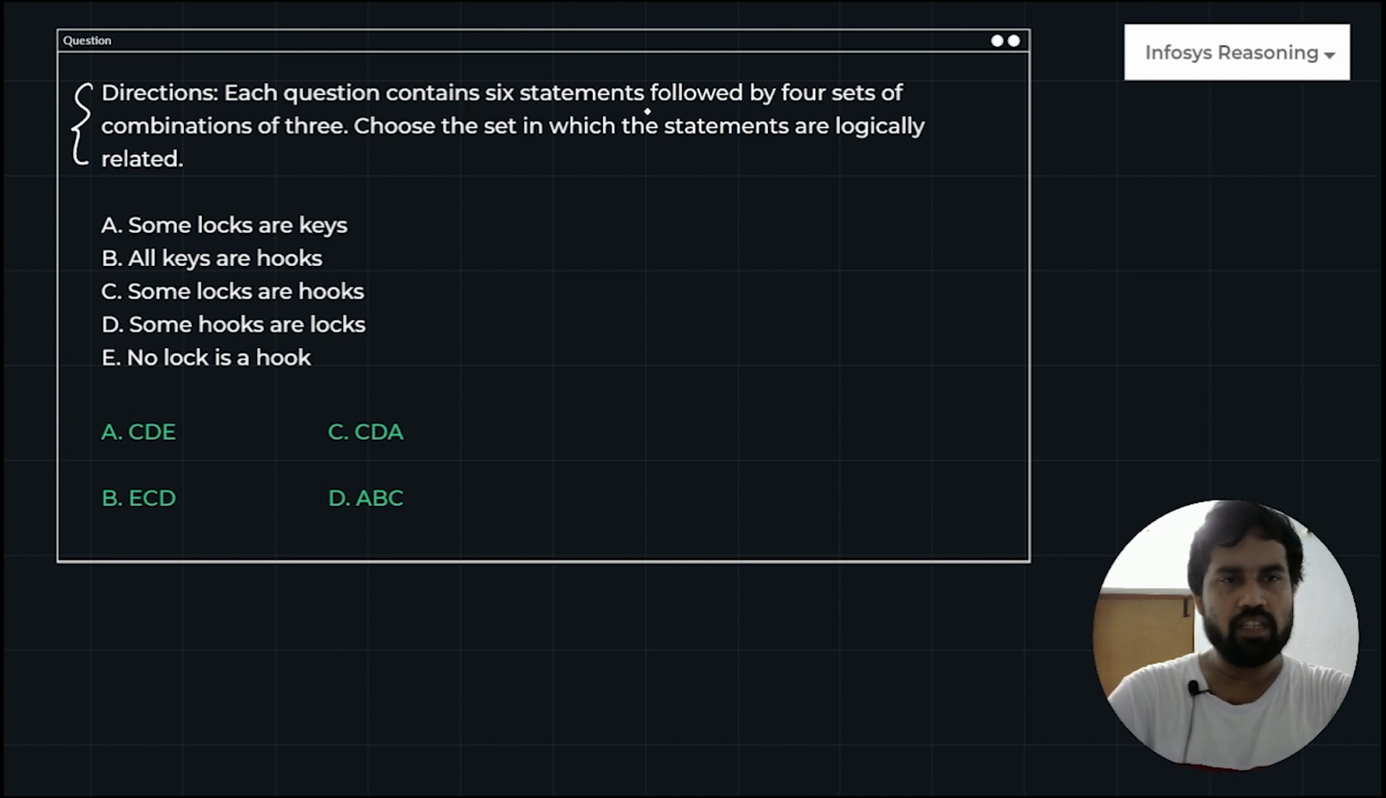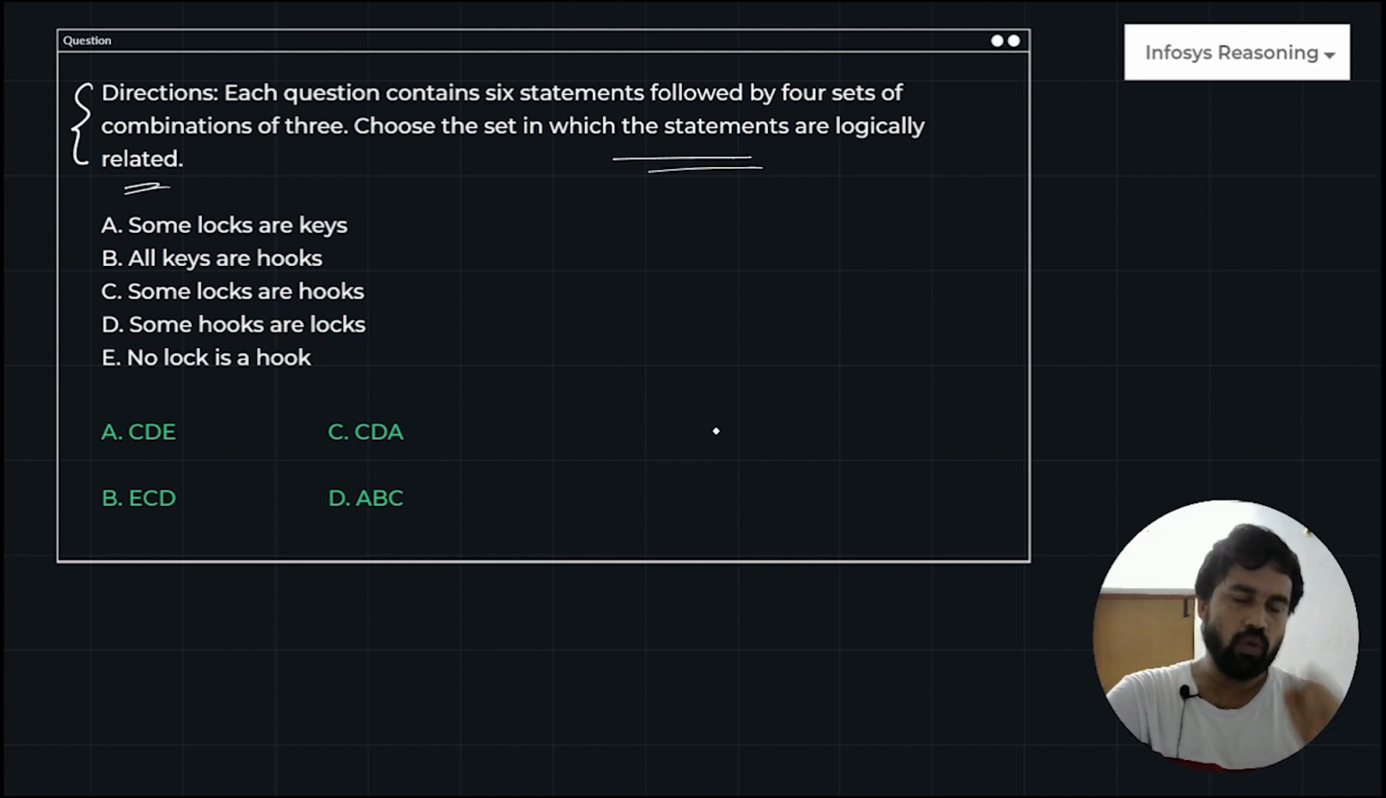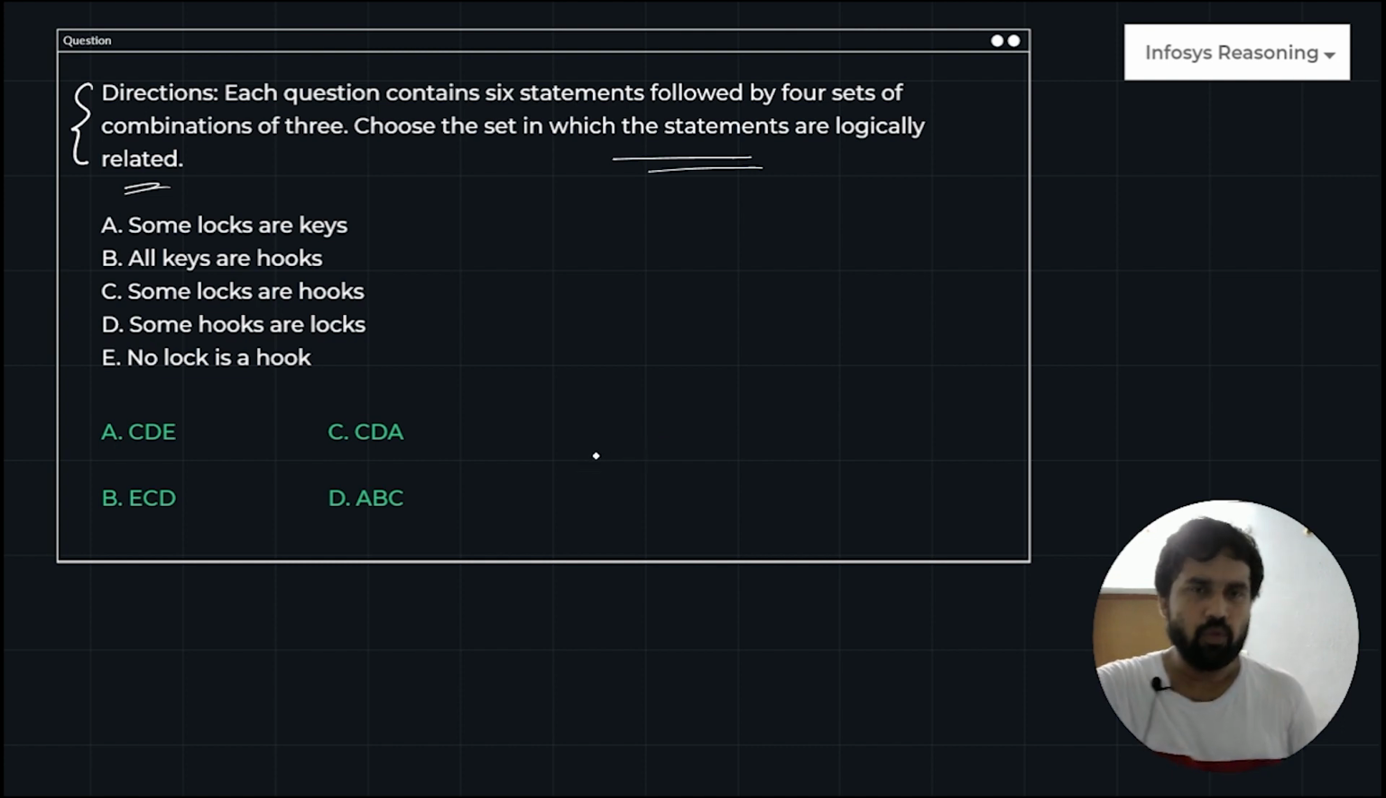Each question consists of 6 statements followed by 4 sets of combinations of 3. Choose the set in which statements are logically related. So you have to choose the statements that need to be logically related. Some people will go through the tick and cross method, some people will go through the logical Venn diagram method. Here I would like to go for the logical Venn diagram oriented approach.